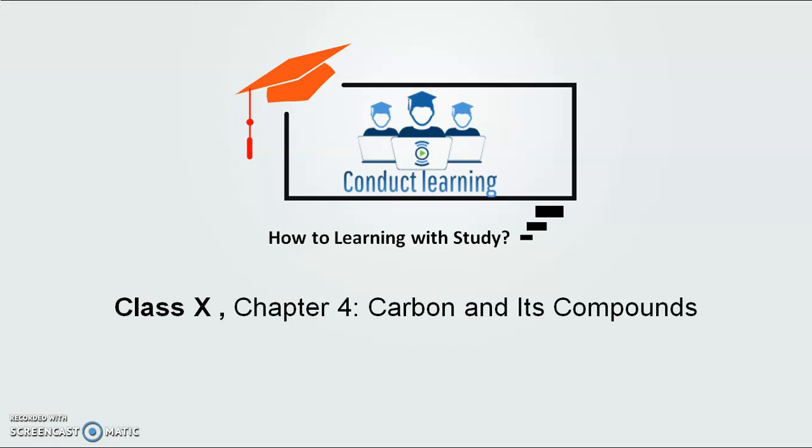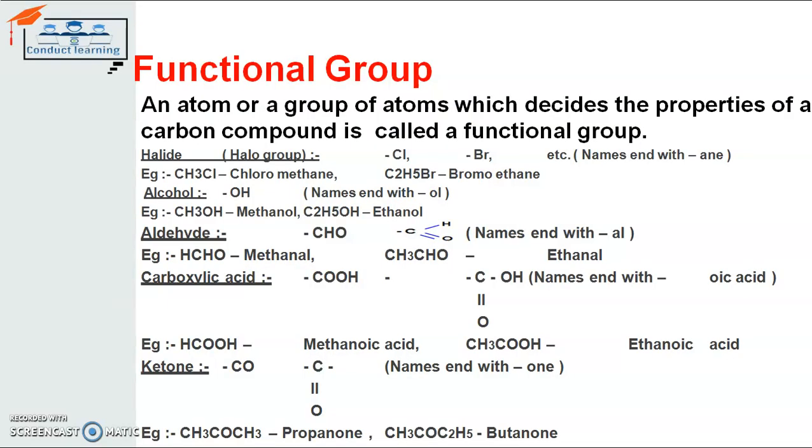This is the fourth chapter for class 10 science, Carbon and its Compounds. And now we are at a topic which is functional group, the functional group of carbon compounds. Basically, the atom or a group of atoms which changes the property of an already existing carbon compound is known as a functional group.